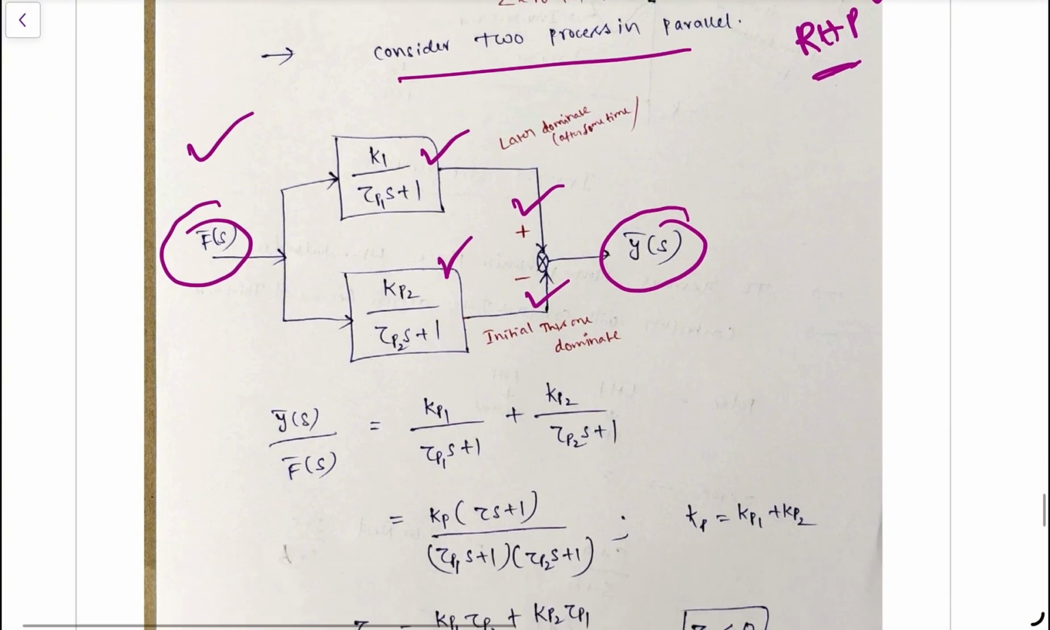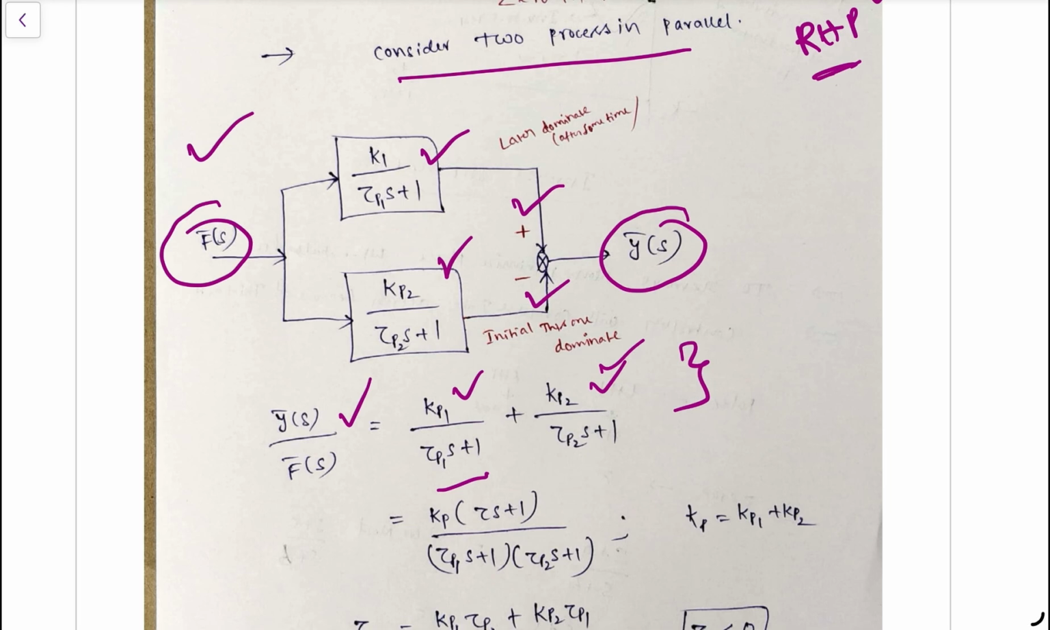So the transfer function becomes y of s by f of s equals Kp1 by (tau p1 s plus 1) plus Kp2 by (tau p2 s plus 1). Here the first path may have a positive gain and the second path a negative gain. One path is fast and the other path is slow. This combination creates inverse response.